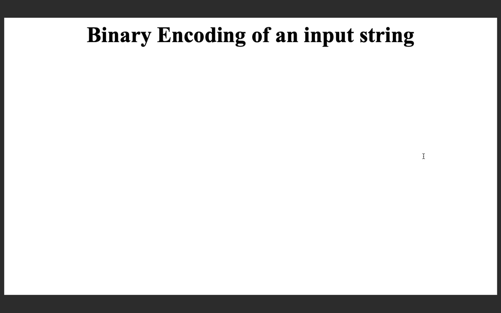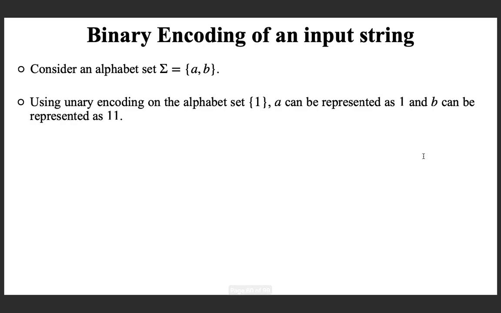Now we can also have a binary encoding for an input string in any alphabet set. For example, consider an alphabet set sigma with only 2 elements, small a and small b. Now of course you can have unary encoding for a and b. So a can be represented as 1 and b can be represented as 1 1.